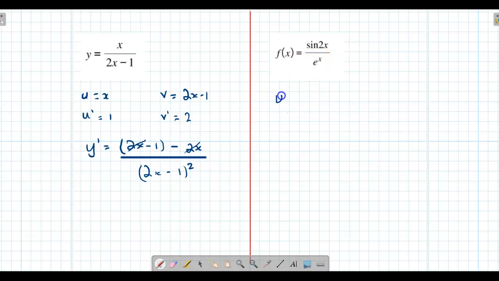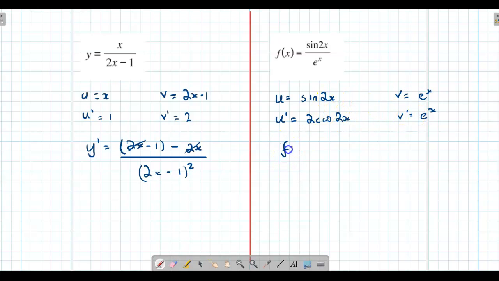This one here, quite often they do like to put the e to the x on the bottom on exam questions. So my u is my numerator, the top number, and I'm going to differentiate that. My v is e to the x. So my v dash is also e to the x. Now I'm going to times this one by this one and then take away this one times this one.